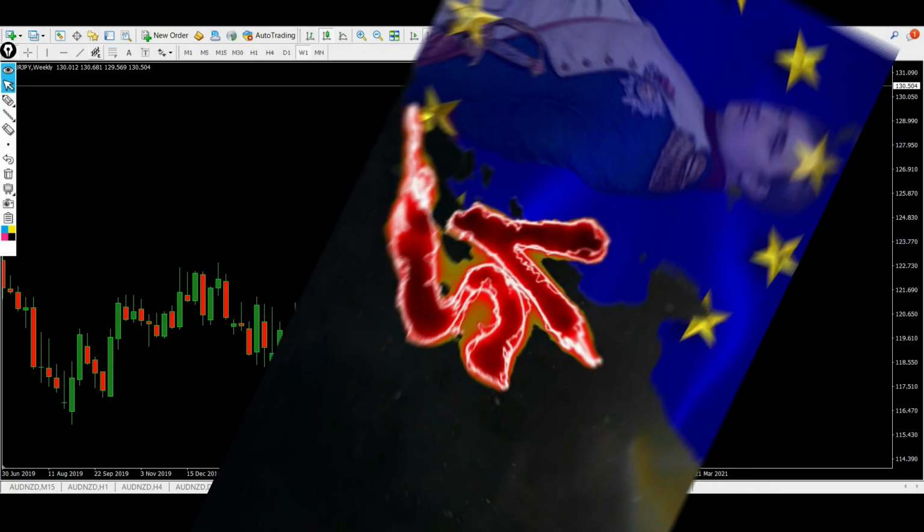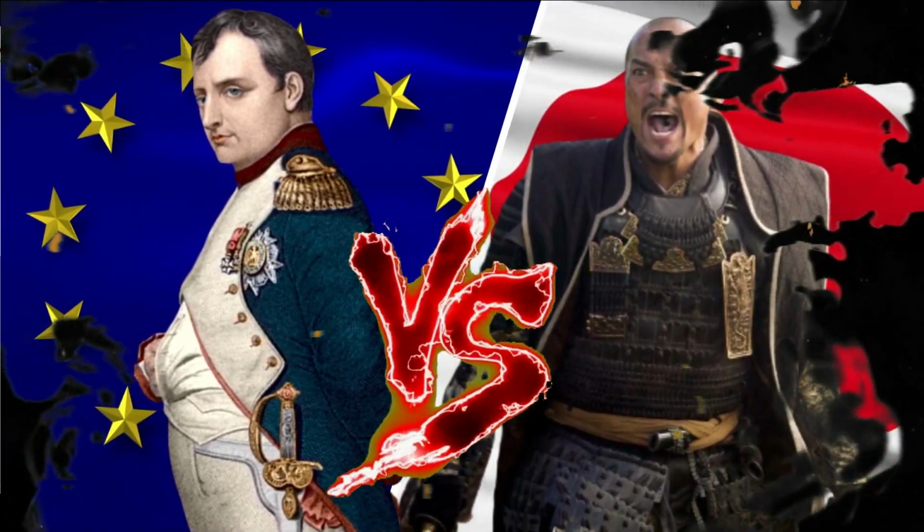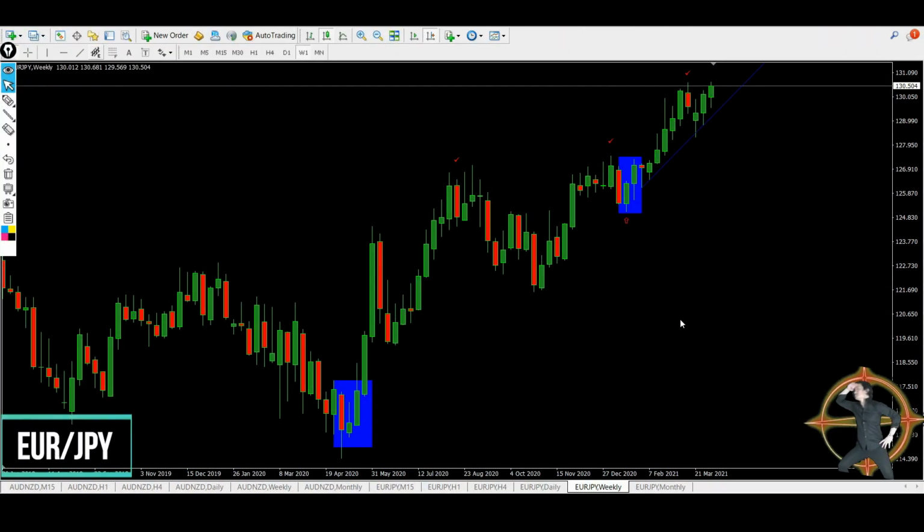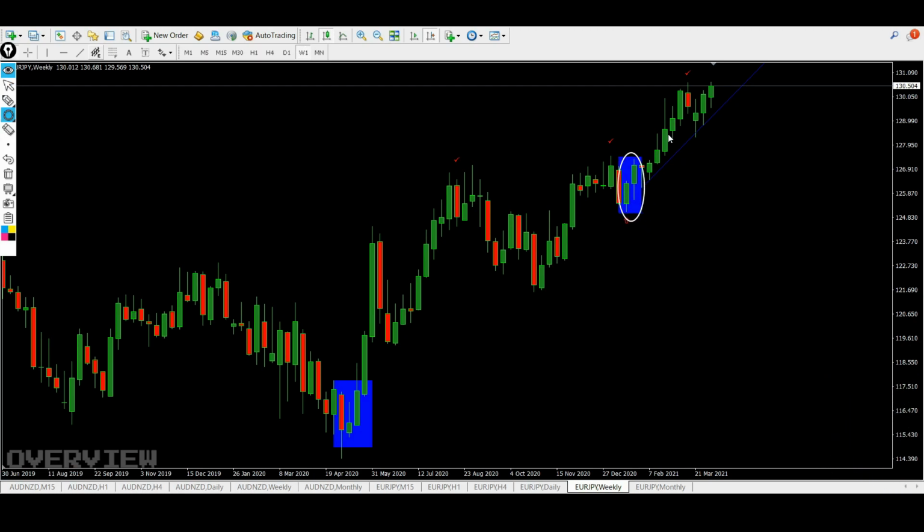Okay, we'll start off with the Euro-Yen pair. This is a weekly chart. We'll start off with an overview. The last long trade that formed was right here, and the last short trade that formed was right here. Now this short trade was stronger than this long trade. So typically, we will be short biased right back down to this pivot low as a target.